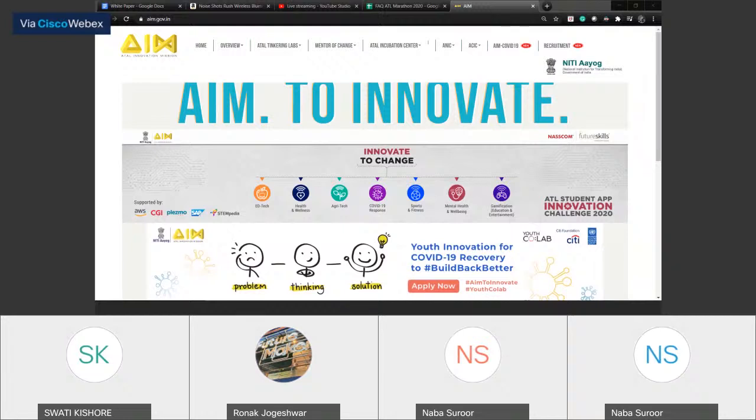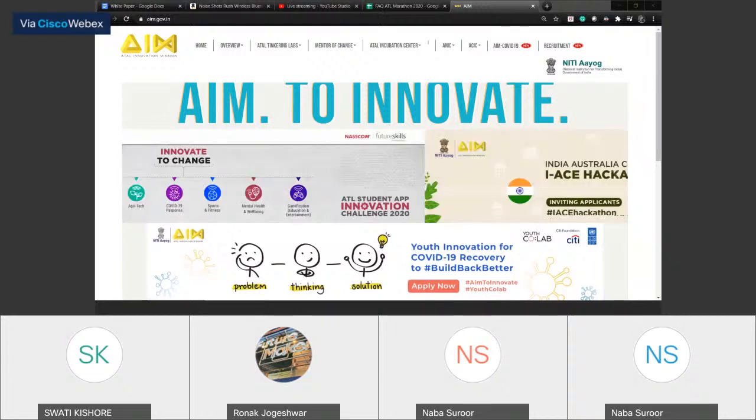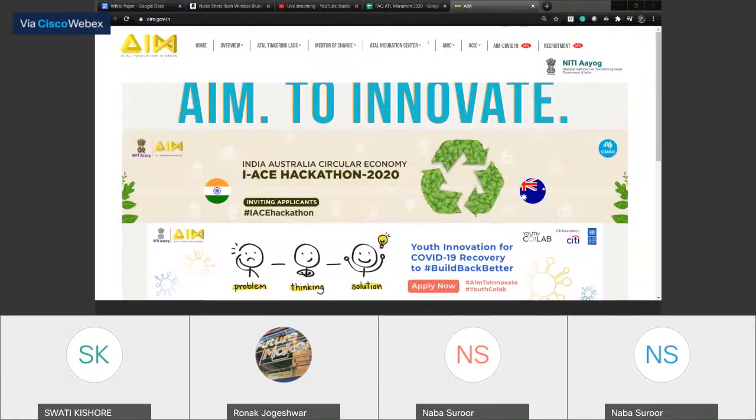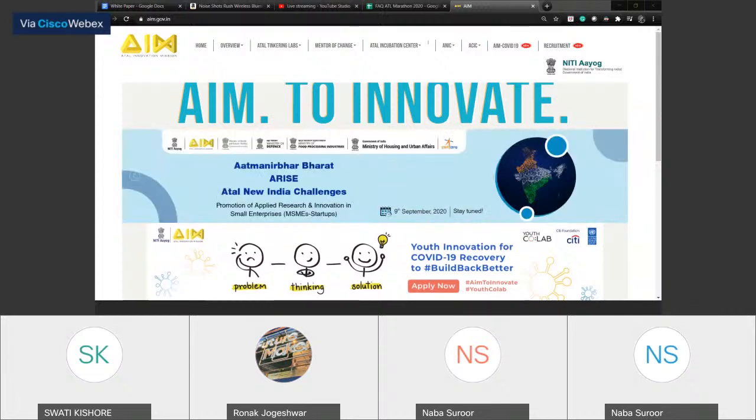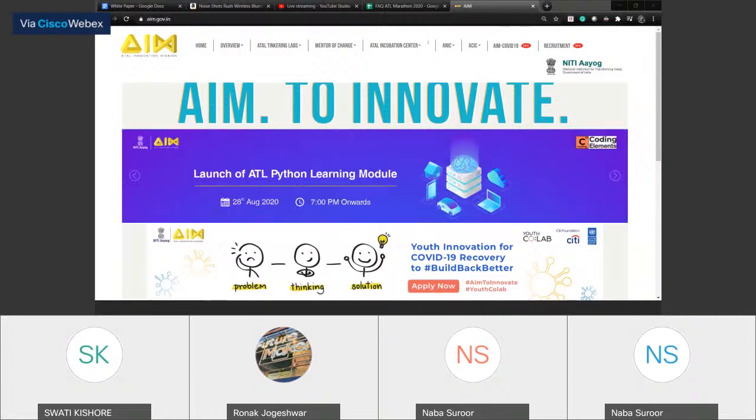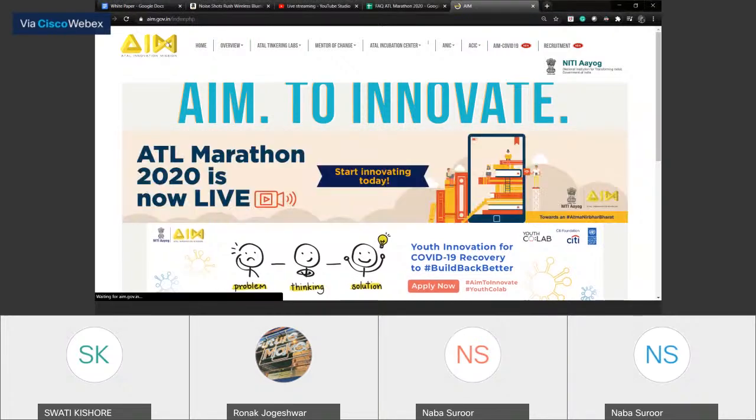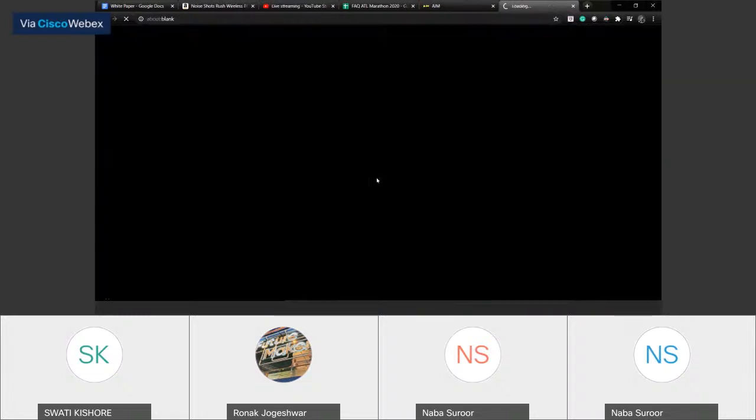Finally, I would like to just skim through the ATL website, the AIM website, to explain how you can participate in the ATL Marathon. There have been many questions around that. So it's a very simple process. You just have to go to the AIM website, which is aim.gov.in. You will see a banner, ATL Marathon 2020 is now live. Just click on the banner.